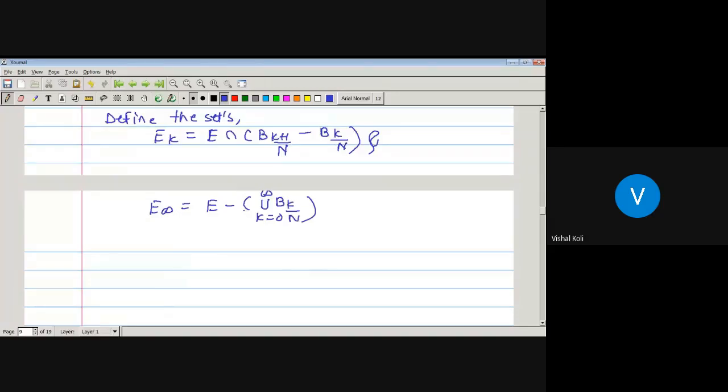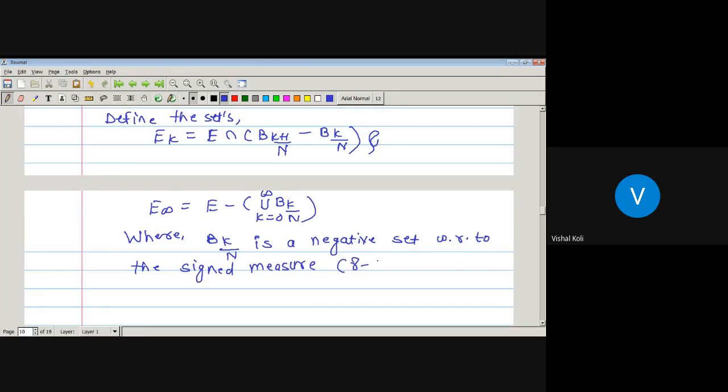Here B_{k/n} is a negative set with respect to the signed measure gamma minus (k/n) mu. Similarly, B_{(k+1)/n} is the negative set with respect to the signed measure gamma minus ((k+1)/n) mu.